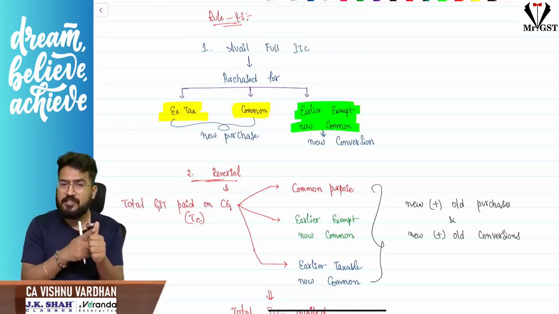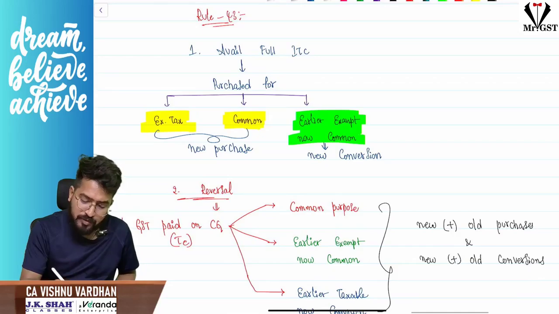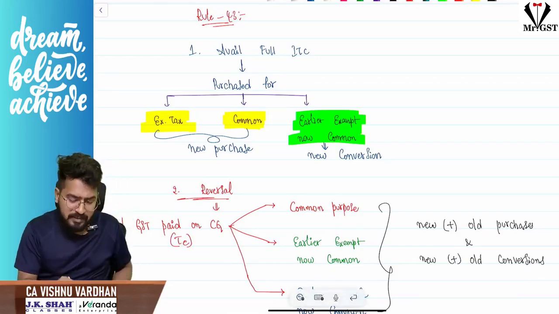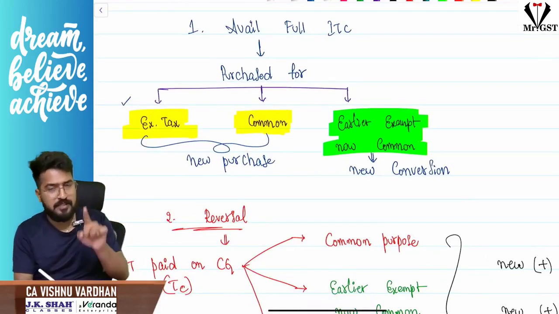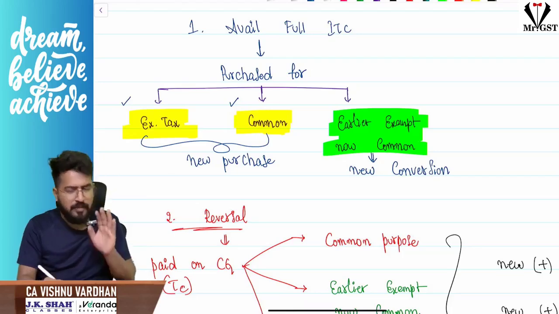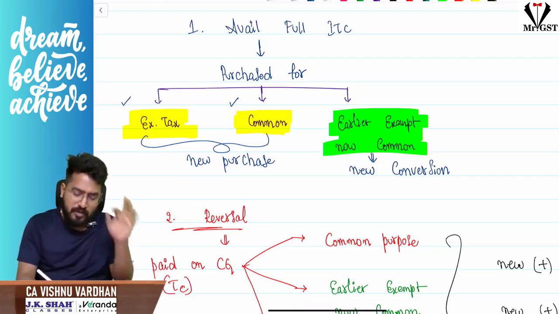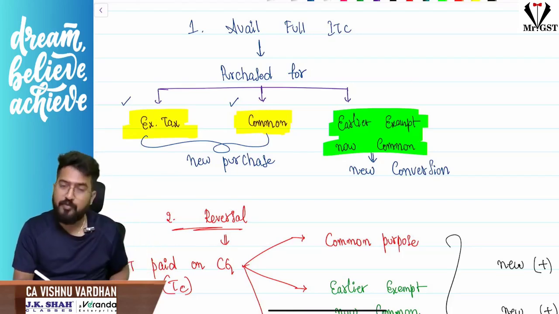First of all, let us see what ITC I can avail. Listen carefully, you should be very clear here. You are buying something exclusively for taxable purpose. Yes, you take full ITC on capital goods. You are buying something for common purpose, taxable as well as exempt. Then take full ITC.